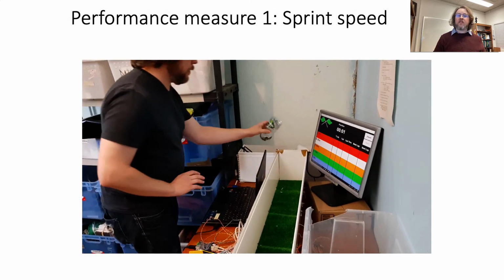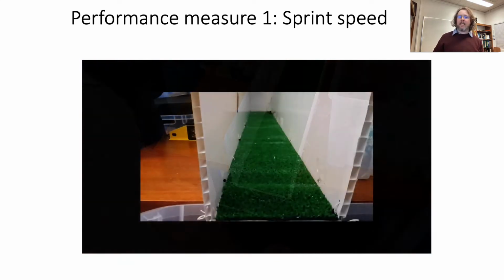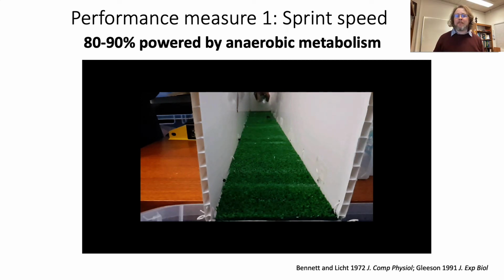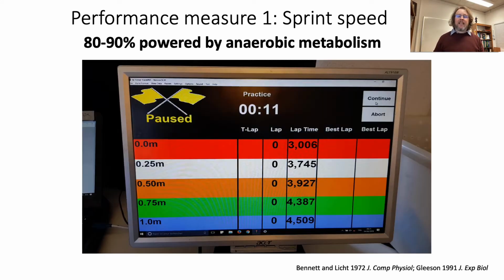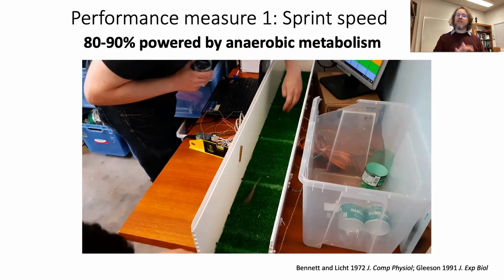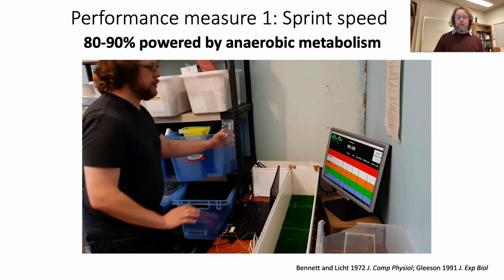We started with sprint speed. We selected this because it's a very common measure of whole organism performance in reptiles, especially lizards. However, it's 80 to 90% powered by anaerobic metabolism, meaning that this measure of whole organism performance could be particularly robust against variation in the oxygen environment, but it also might give us a false signal of how robust the whole organism actually is. So we also wanted to examine aerobic performance.